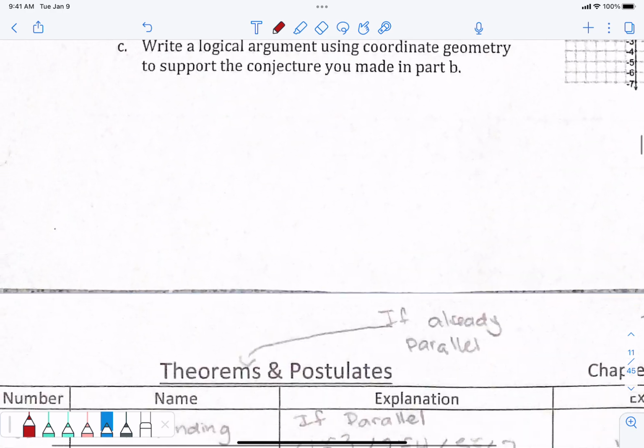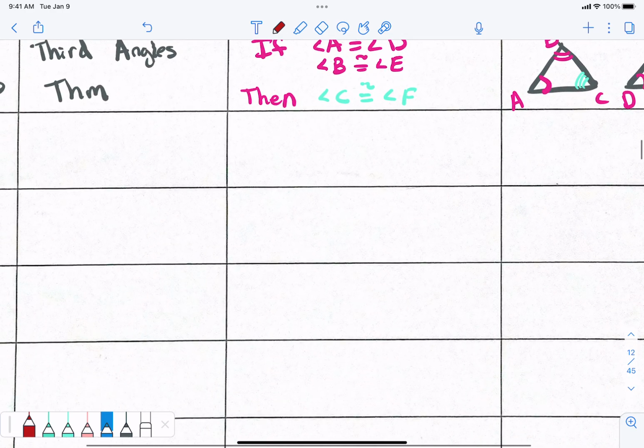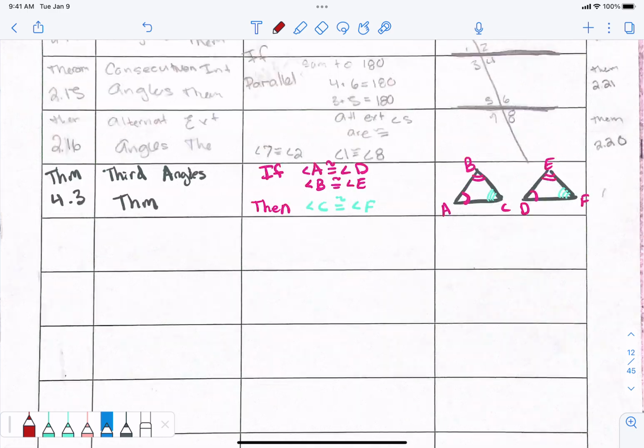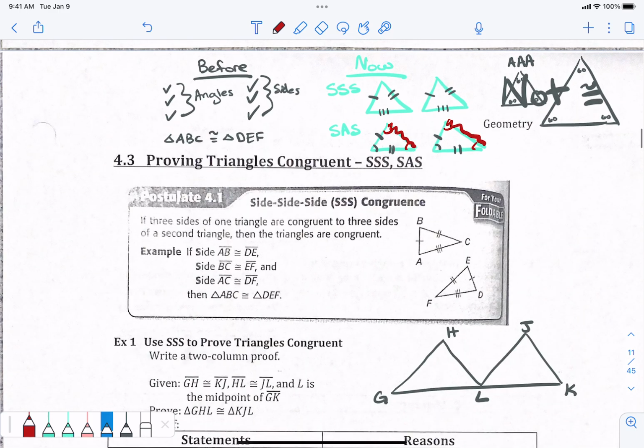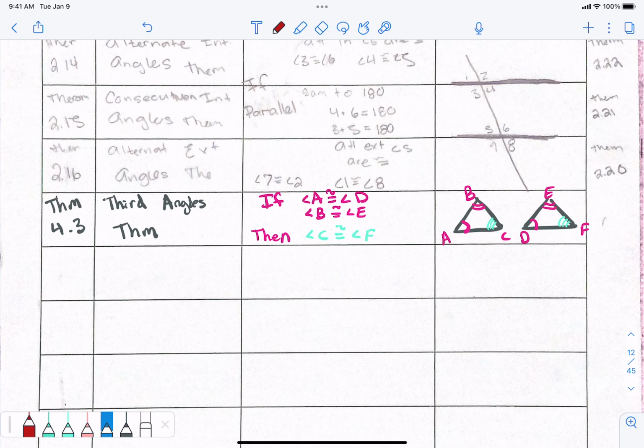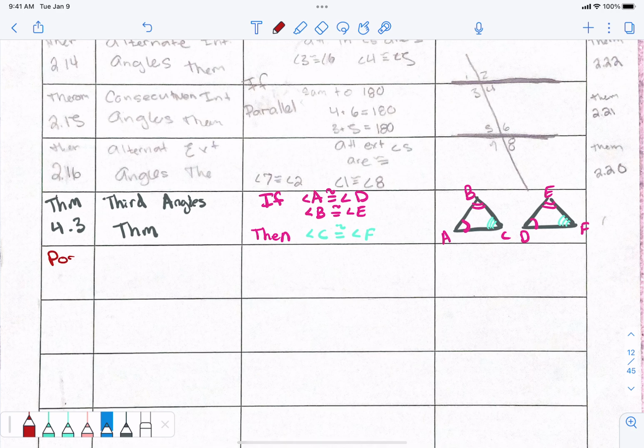So let's do this. Do you guys have your green sheet? Let's go to your green sheet. We're going to write down postulate 4.1 and postulate 4.2.